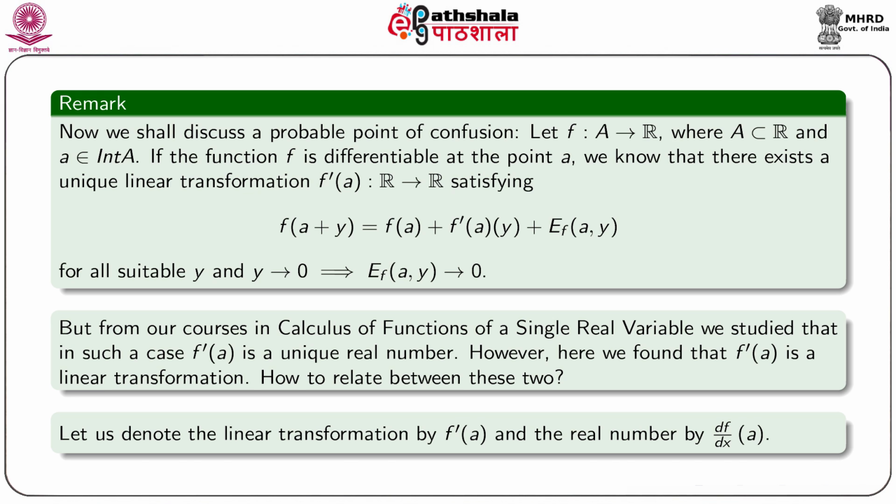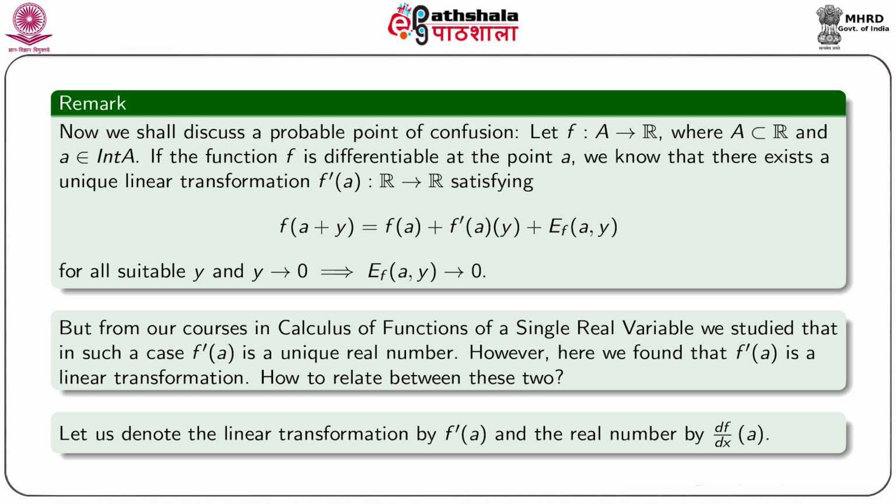If the function f is differentiable at a, we know that there exists a unique linear transformation f'(a) from R to R satisfying f(a + y) = f(a) + f'(a)y + E_f(a, y) for all suitable y, and y tends to 0 implies E_f(a, y) also tends to 0.